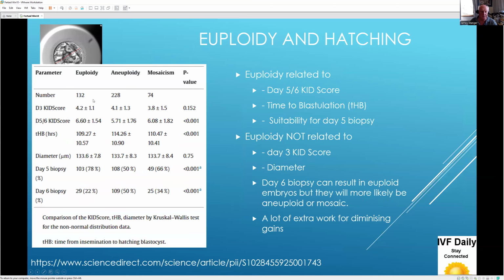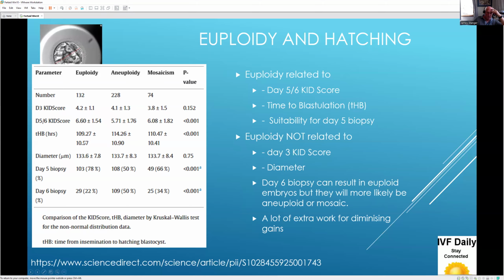So just summarising it for your euploid, aneuploid and mosaic embryos, the majority of embryos in this group were aneuploid, but you add the euploid and mosaic together and you get kind of 50 odd. The KID score between the three types was not significant, but the day 5 KID score was. So the euploid embryos had a KID score of 6 out of 10, and the aneuploid 5.7. There's not a lot of difference in that, in all fairness, but it was significant, and the mosaic embryos were somewhere in between.